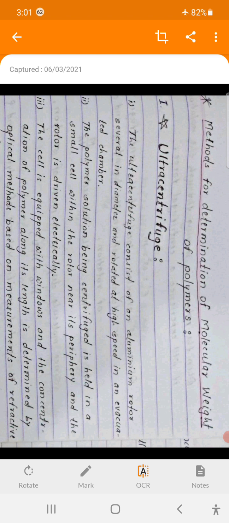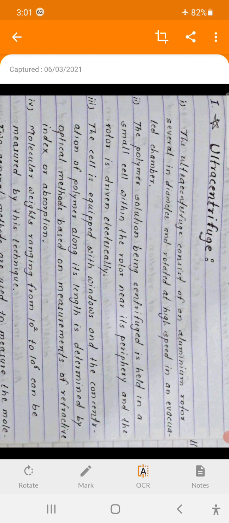First is the ultracentrifuge. The ultracentrifuge method consists of an electrical centrifuge machine. All of you know the hand driven centrifuge machine, which is a slow centrifuge machine, but in an electric centrifuge machine, very fast centrifugation is carried out.